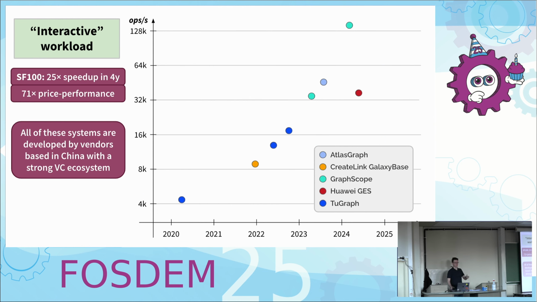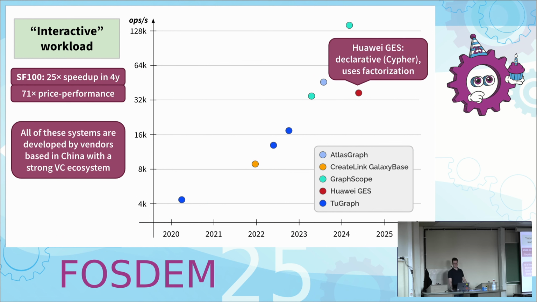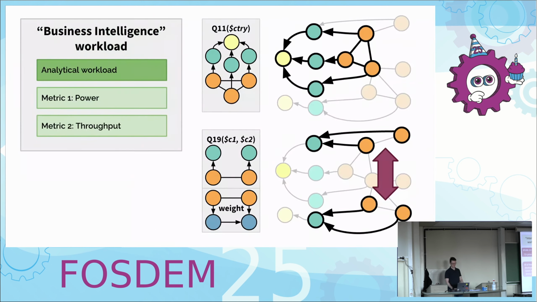This is obviously something that hit the mainstream media, but in graph databases there is also a huge advantage in Chinese vendors when it comes to performance. I cannot really speak about the usability of these systems, but performance-wise they are good. And one system that's really impressive is the little red dot, which is not the fastest, but it's the fastest that uses a declarative language. This is Huawei GES. It's the Graph Engine Service, and it uses the Cypher language, and it uses factorization internally to make the queries go fast.